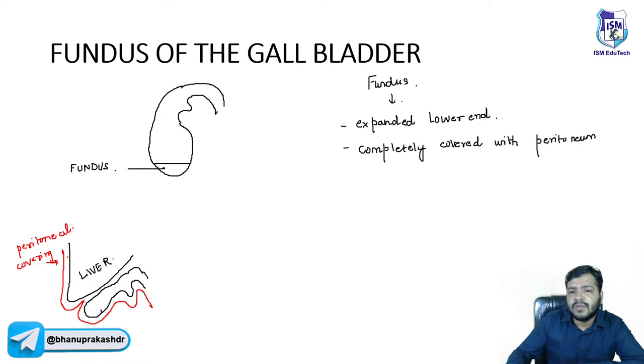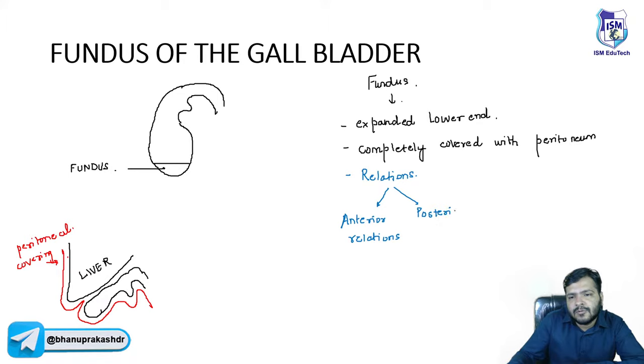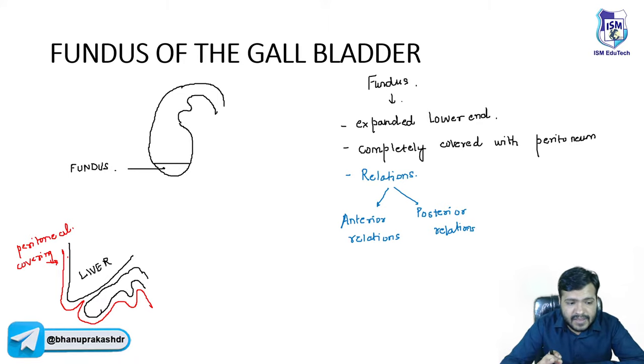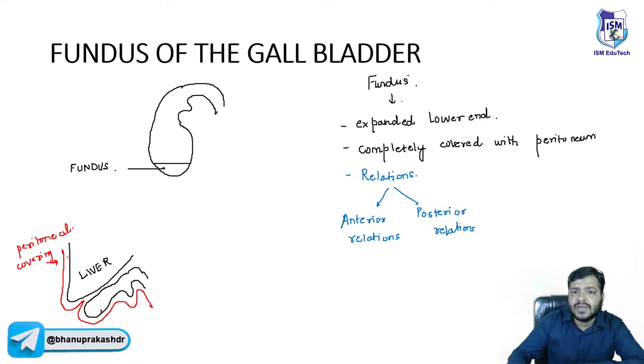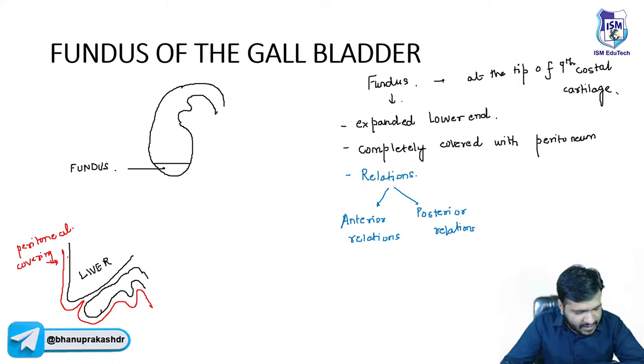When we talk about the relations, we have two types of relations: the anterior relations and the posterior relations. Anterior means what is present in front, and posterior means what is present behind this fundus part. Specifically, the location of this fundus is exactly at the tip of the ninth costal cartilage.